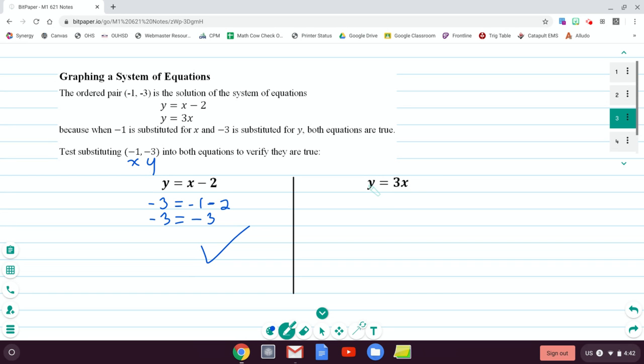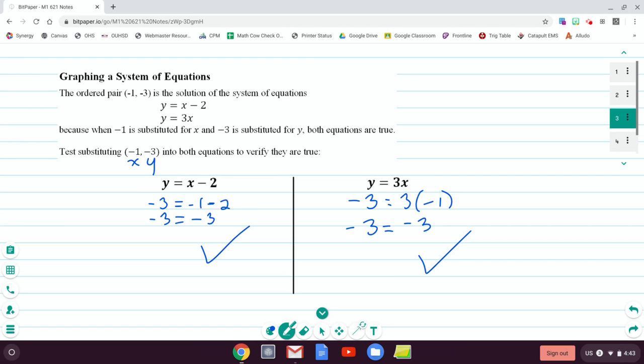So let's see, I'm replacing the y with a negative 3. And then we're replacing the x with a negative 1. So 3 times negative 1, right? 3 times x, but we replaced the x with negative 1. So it's 3 times negative 1. Okay, 3 times negative 1 is negative 3. So we have negative 3 equals negative 3. Perfect. That's a true statement. So the reason that this point, negative 1, negative 3, is a solution to this system is because it makes both equations true. Does that make sense?